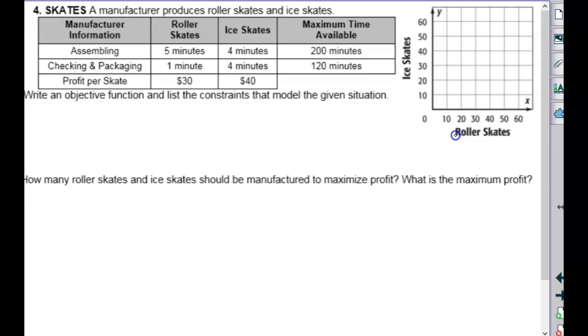Okay. A manufacturer produces roller skates and ice skates. Apparently they have time spent assembling and checking and packaging the skates for sale. The profit per skates are there as well. Okay. Tell me something. Aislinn, tell me something. Anything. You can give me a profit equation. You can tell me what you want x and y to represent. You can give me a constraint.